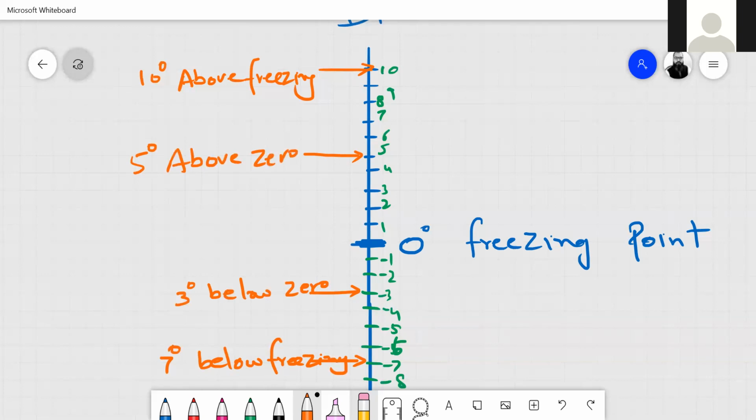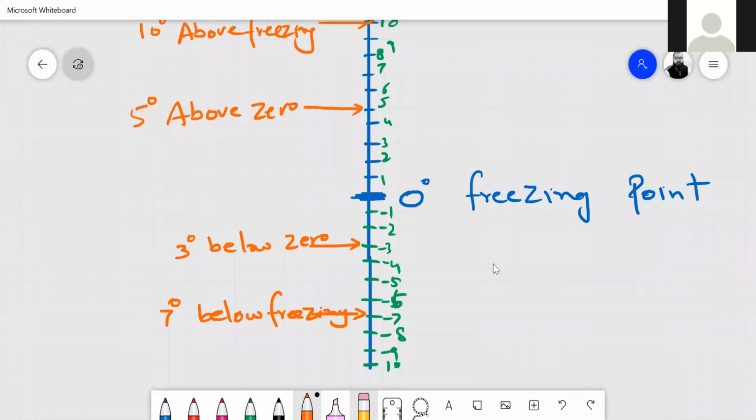Eight degrees below zero. That point will come down to zero. It will come here. And the six is the freezing point. This is the freezing point.